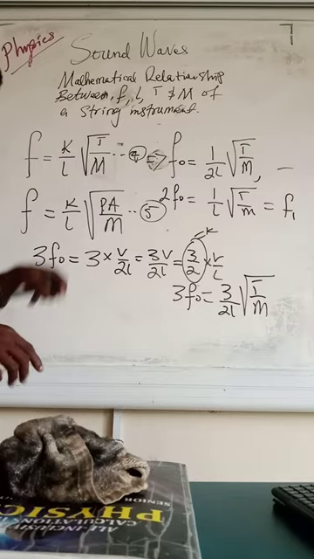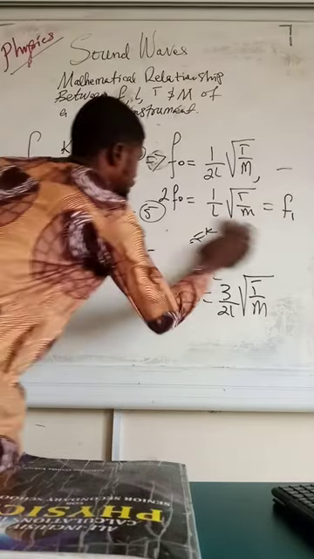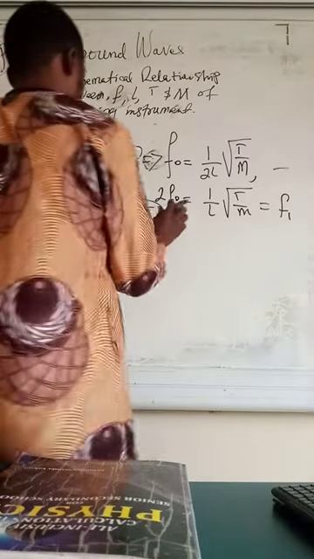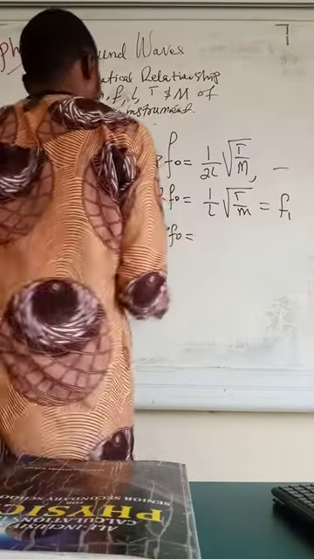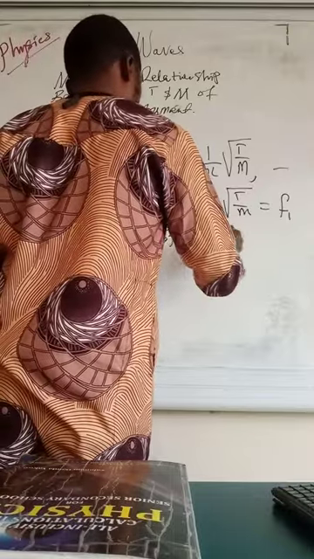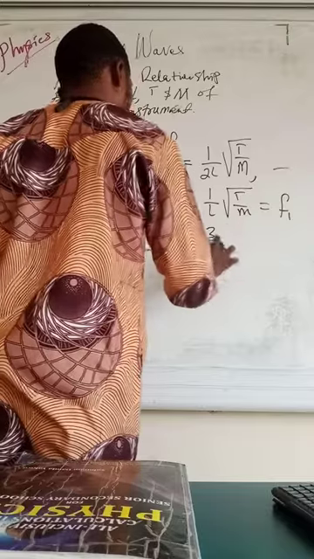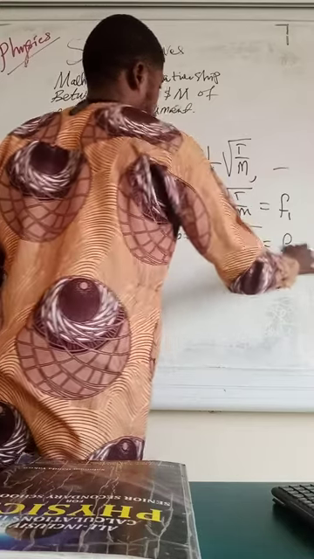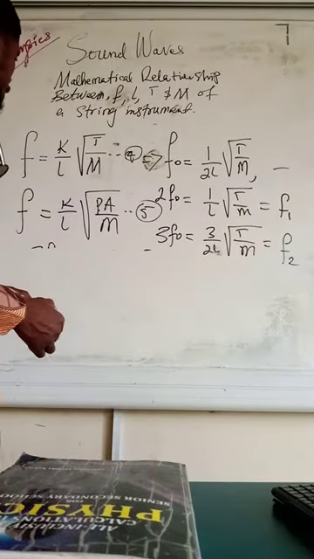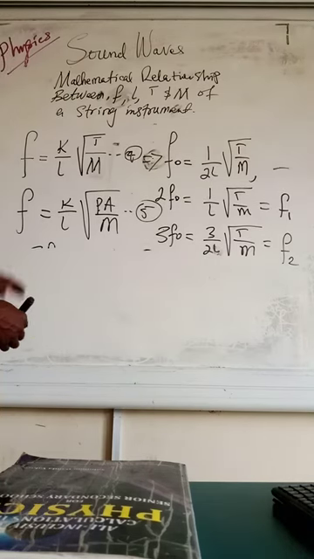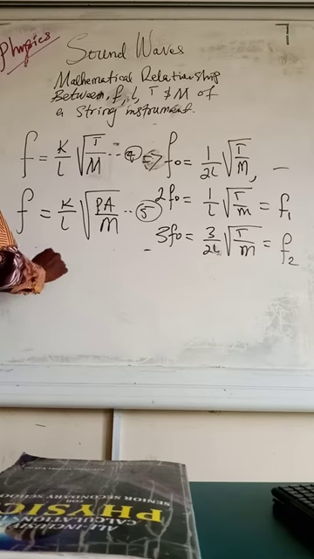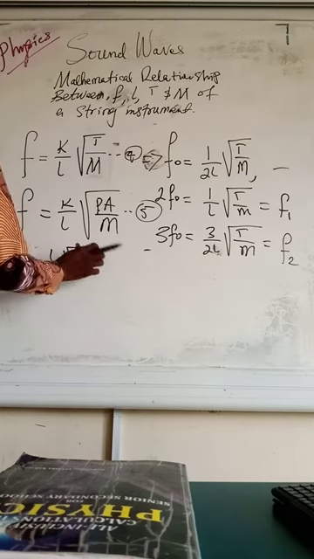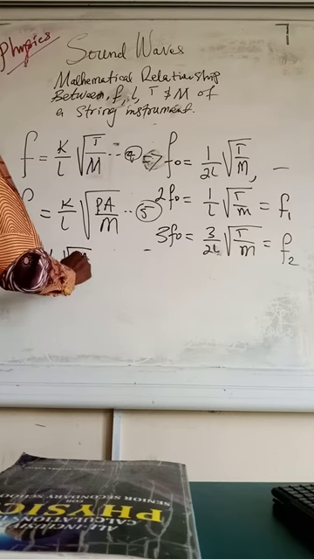Is that understood? So in summary, this is what you have: 3F naught is equal to 3 over 2L, the root of T over mass. And this is the same thing as the second over 2. You can actually replicate that also here, where your F naught will be equal to 1 over 2L, the root of T, the root of PA over mass.